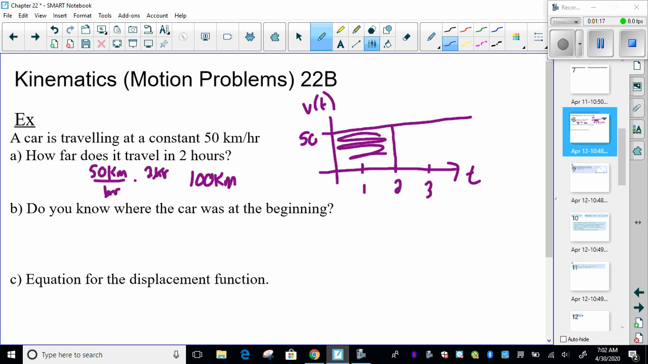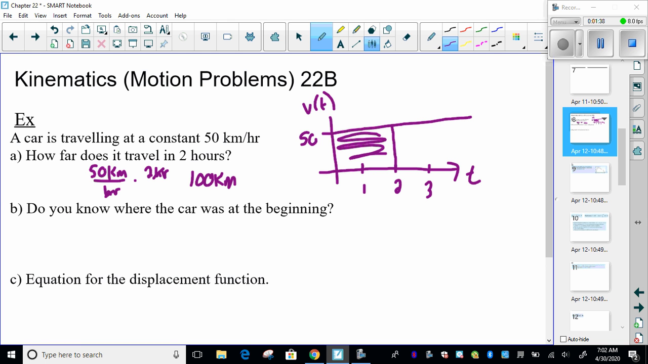What's the area? 2 times 50, which is 100. So that's how you can do it with integration: area under a curve within those set parameters. We'll be doing this when they're not quite such nice graphs, but this is what you're working on as well. This is how it all connects together.